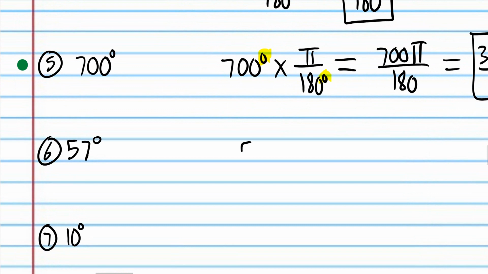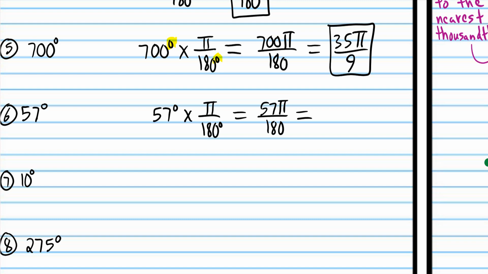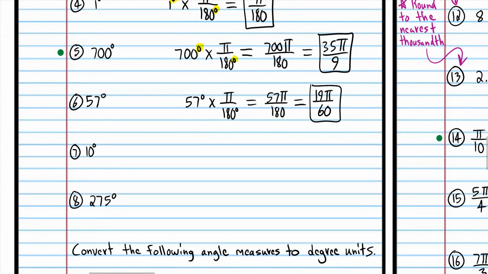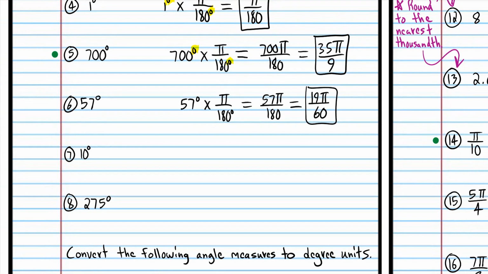Okay, we're back. So we're going to rewrite 157 degrees and multiply by the conversion factor. And we get 57 pi over 180. If we divide both sides of the fraction by 3, we get 19 pi over 60. So if you got that right, perfect. If you had a little trouble reducing that, that's okay. Okay, number 7. Go ahead and try number 7. When you come back, we'll do it together.